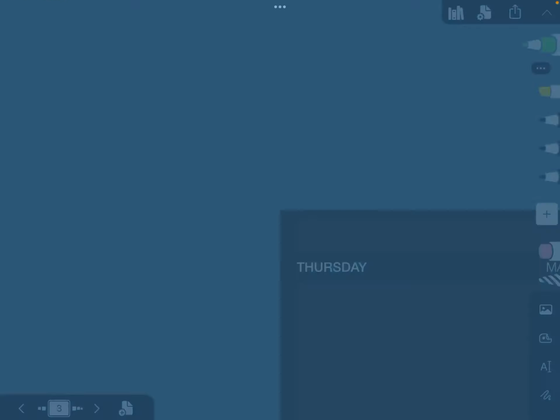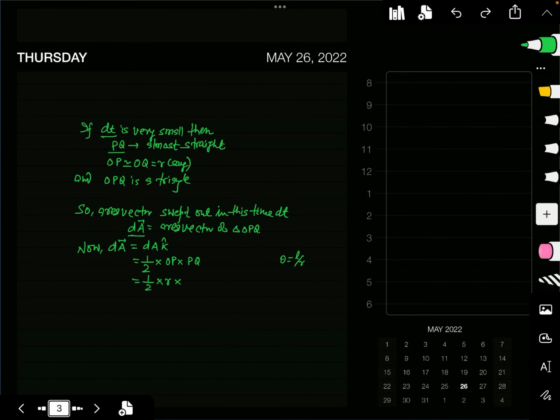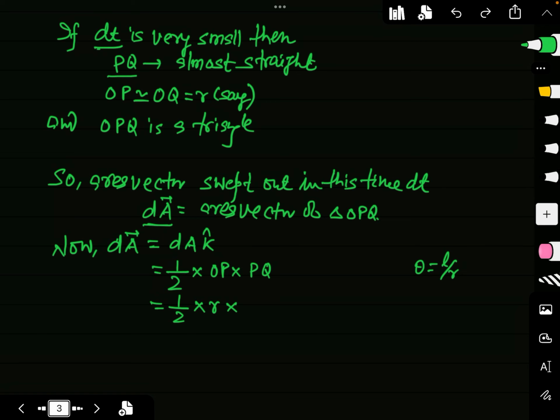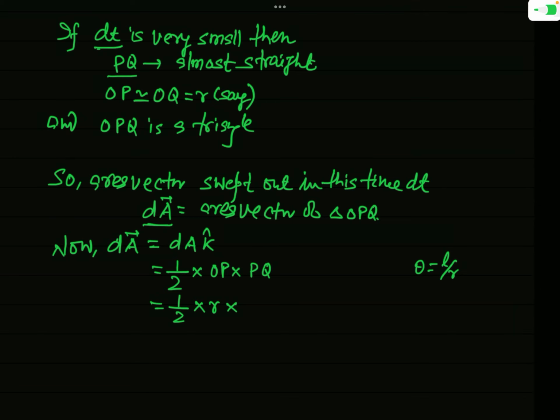Sorry, the page has been turned, but this will be just okay. Don't worry, this is just a drawback of my device. This has become old, and I will change this iPad very soon, and then this problem will be removed. So you can see, this is R d theta. Sorry, I have not written the unit vector k hat. You have to write it. This is k hat. So this is 1 over 2 R square d theta k hat.